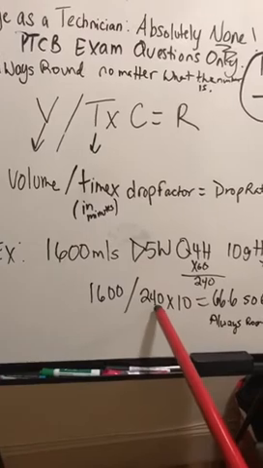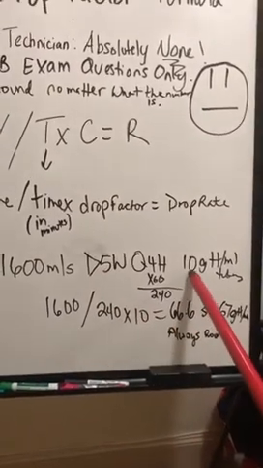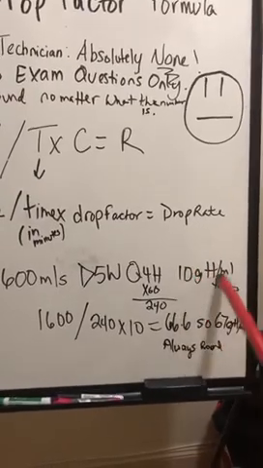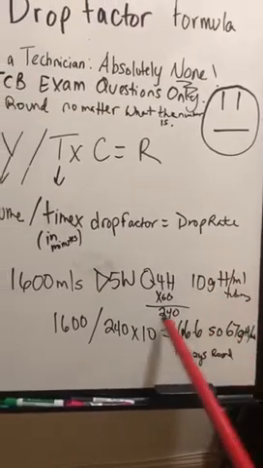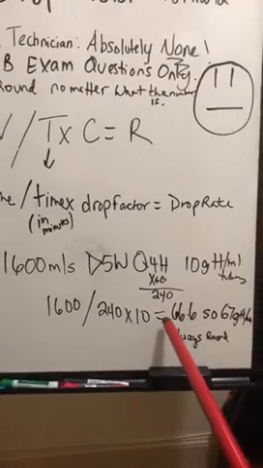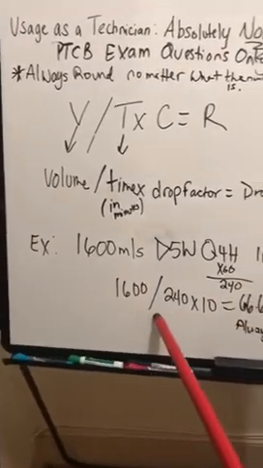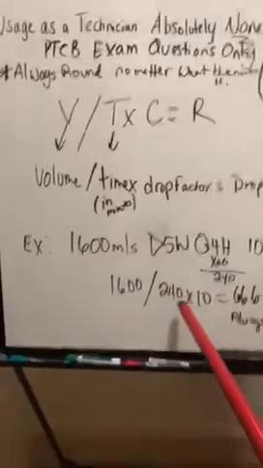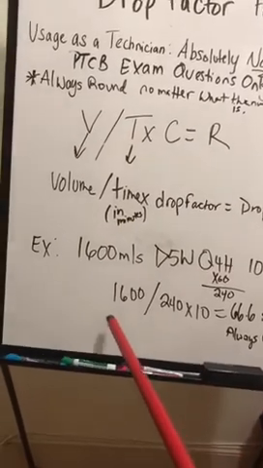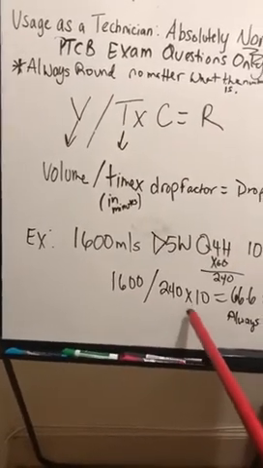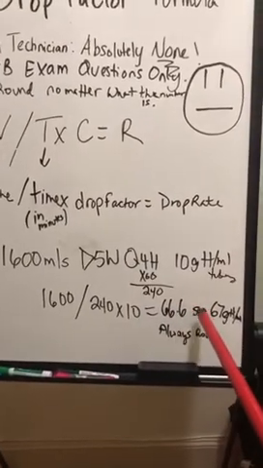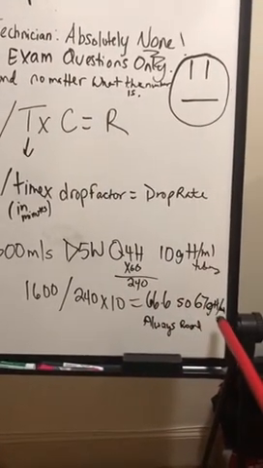So 240, and then you're multiplying it by 10. They told you that it is 10 GTT per mL, and that is what a drop factor looks like. So you're going to plug in 10. So 1,600 divided by 240 times 10. Remember, put it directly into the calculator. Do not hit enter after 1,600 divided by 240. You do 1,600 divided by 240 times 10. It gives you 66.6. So you're going to round up to 67 drops per minute.